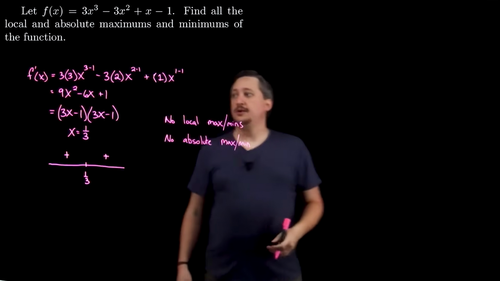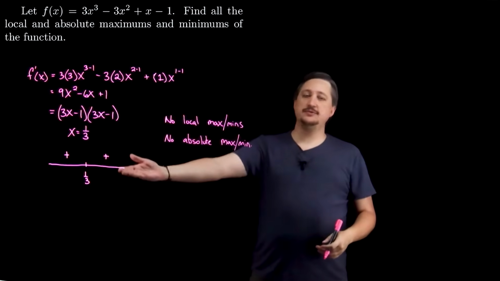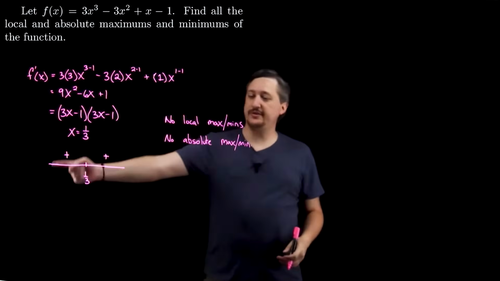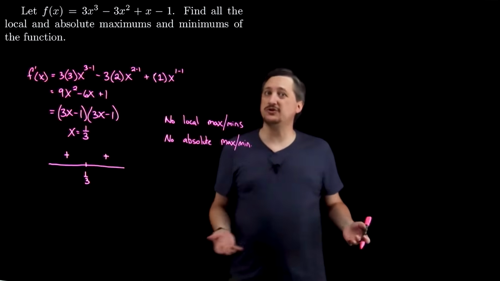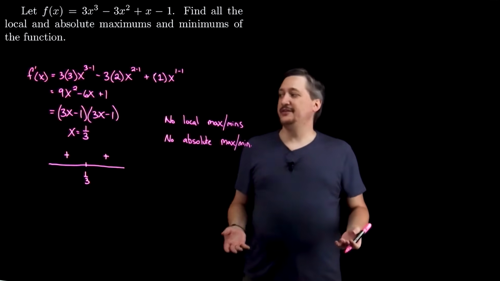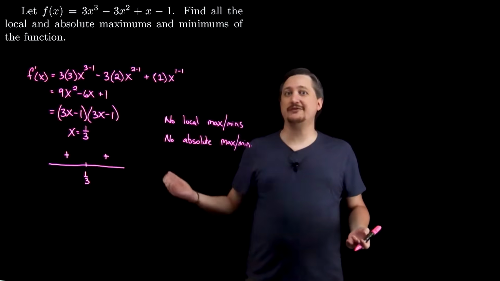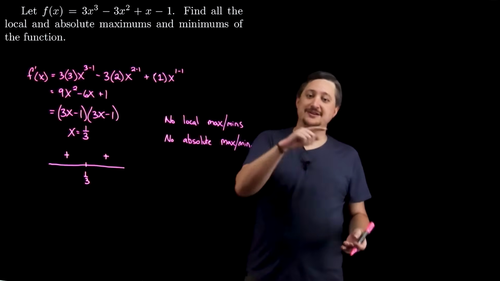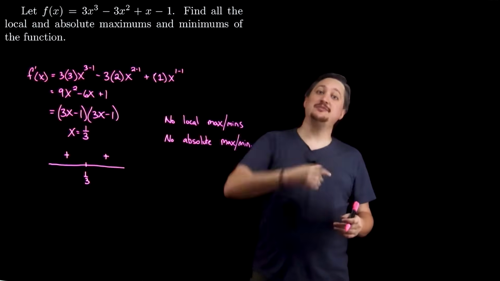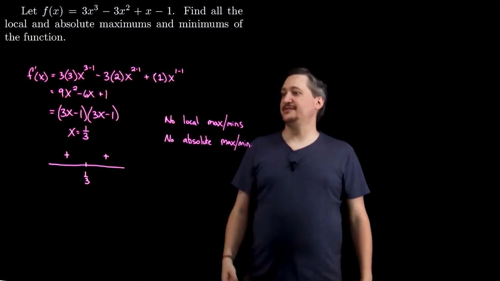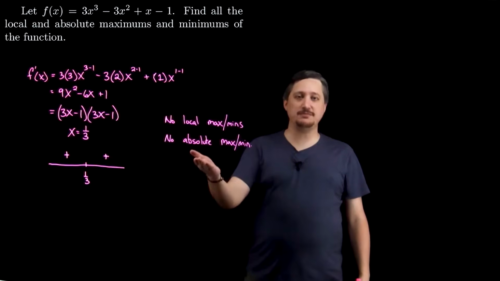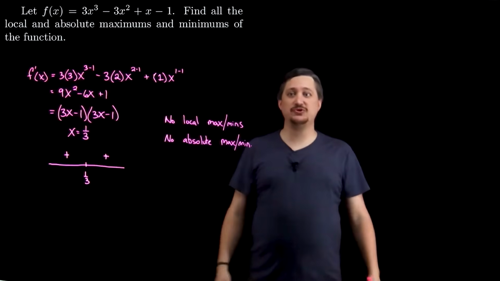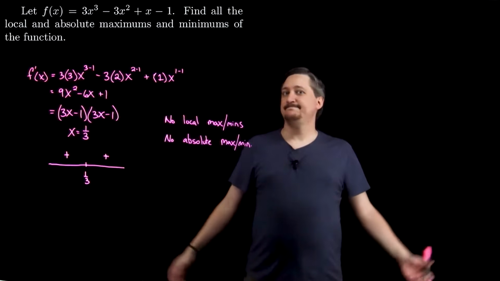And that's it. So I checked my derivative, found where it was 0. Those gave me my critical points, and then I did the sign chart, but there were no places where it changed sign, right? So this thing is strictly increasing. It never dips down to make a max. It never goes from going down to going up to make a min. So this thing has no max or mins. It has no endpoints to check. There's no extrema. That's that.